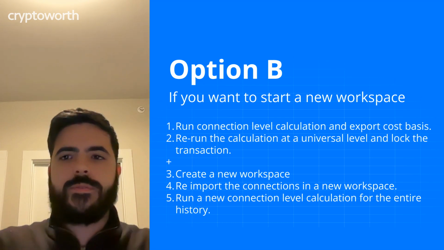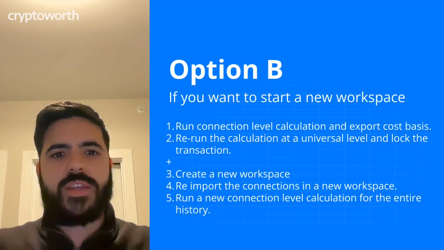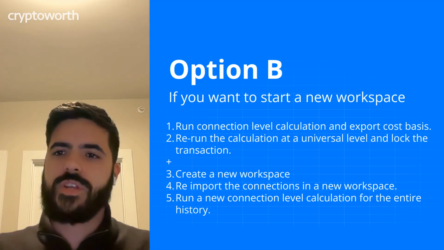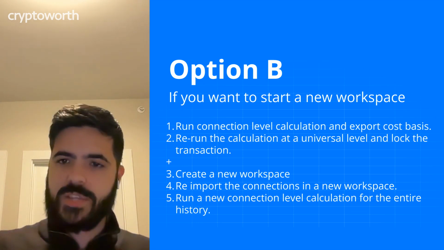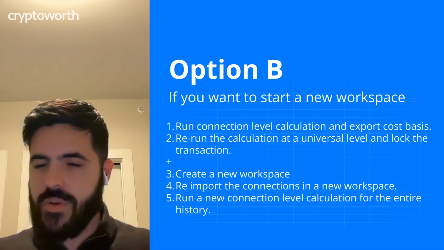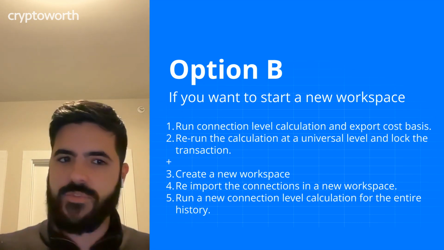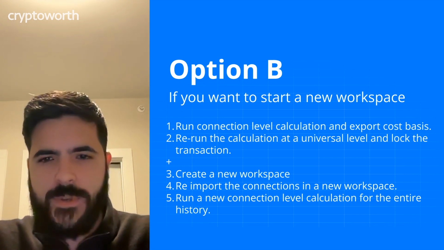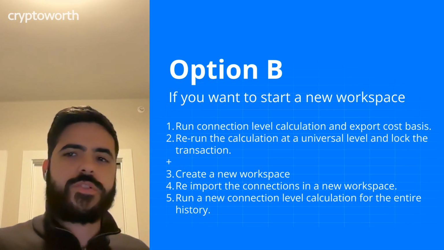So in this option, what you would do is you would take, very similarly to the first option, you would run your connection level calculation and export the cost basis of your data. So just like in the first option, and then in step 2, you would rerun the calculation at a universal level and lock the transactions.